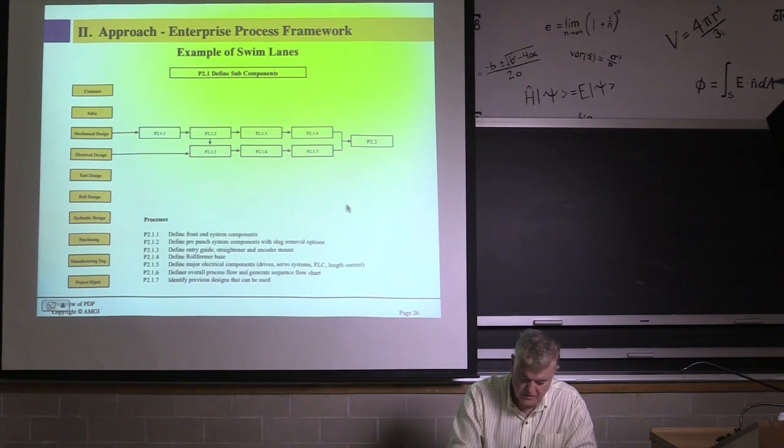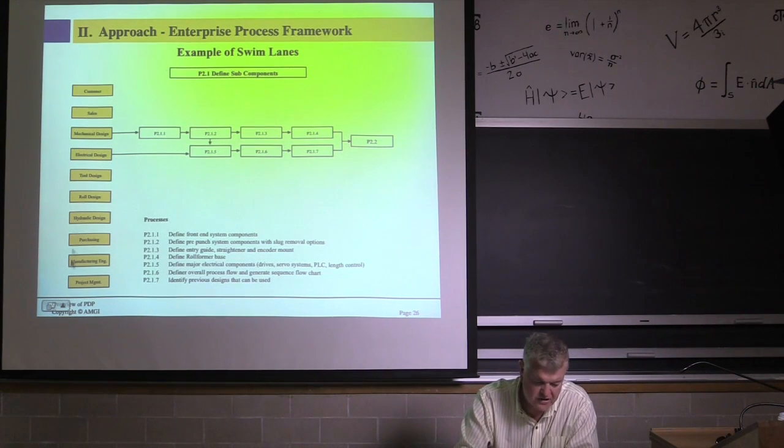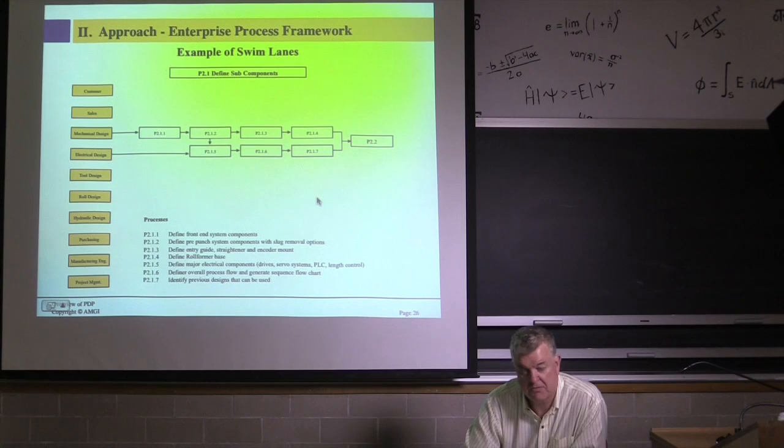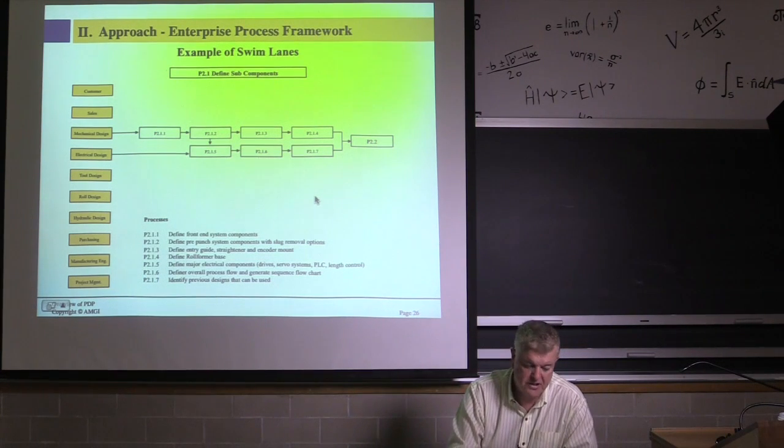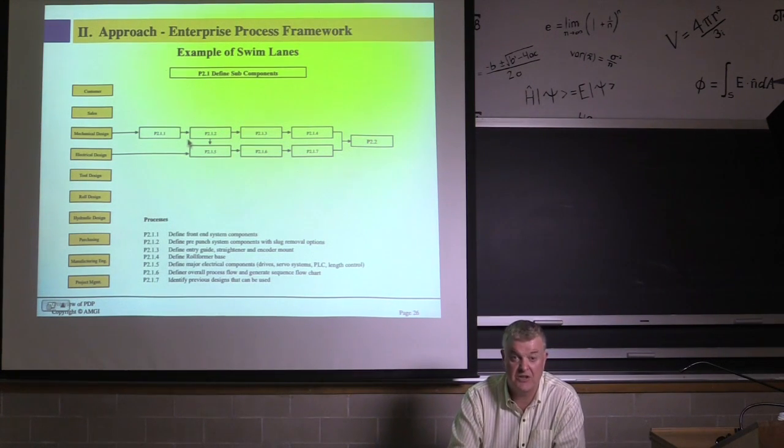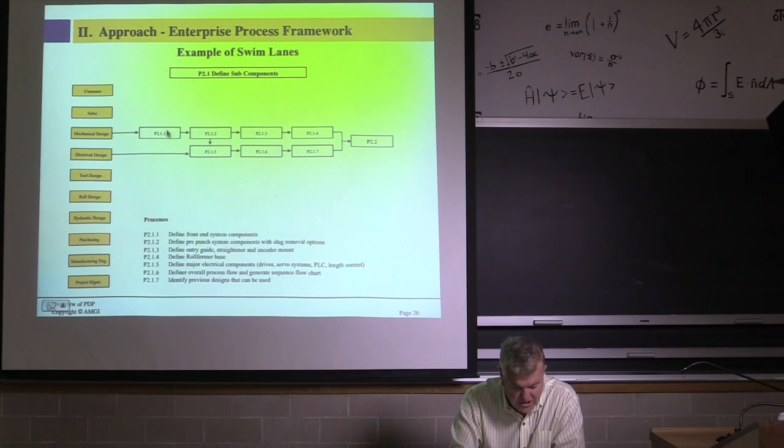Okay, so consider P2.1, define the subcomponents. These are the functions. This is the whole concept of the swim lane. This is how you're modeling the enterprise. By this time you're down at about tier 3 level processes. And at these levels, you're actually modeling the relationship between those processes.